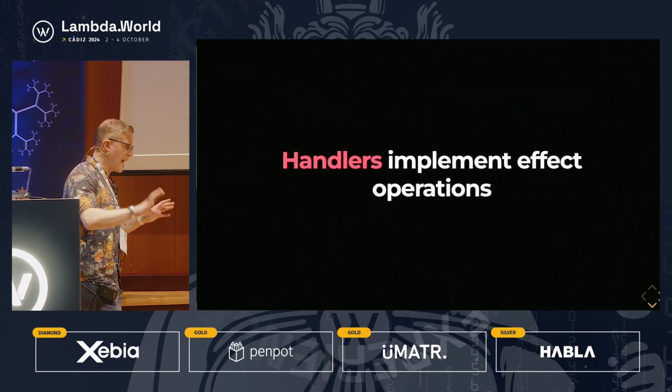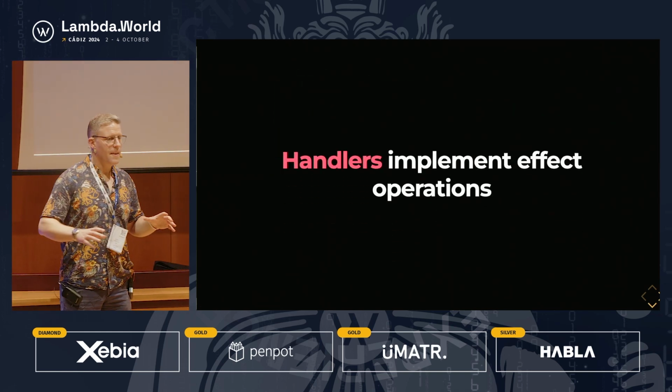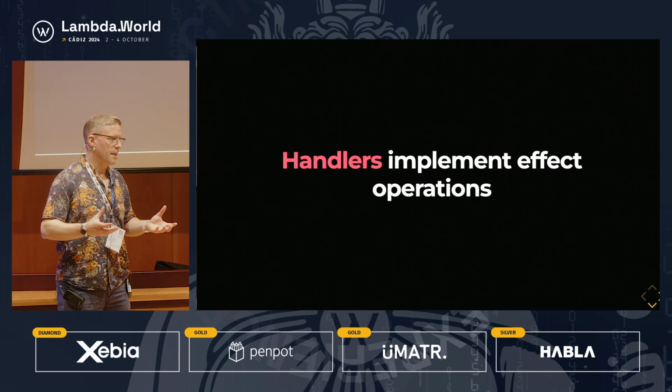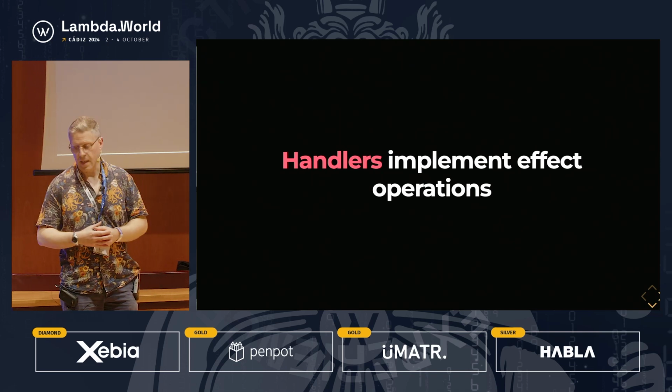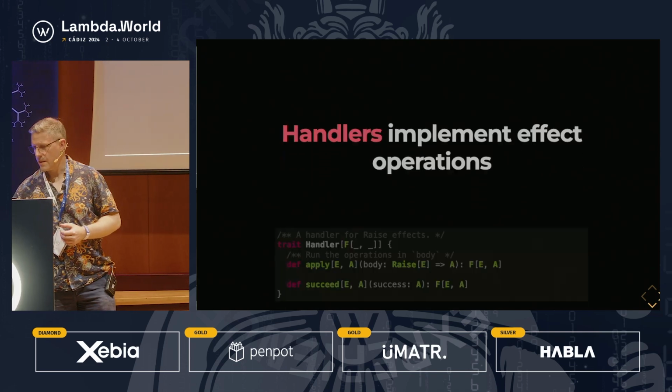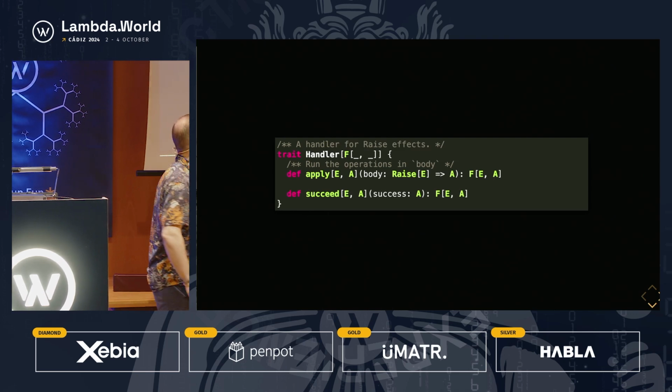So let's program that using an effect operation. Now the other part is the handlers. What do the handlers do? They actually provide this non-local return in the case of errors. And so an example would be something like this.